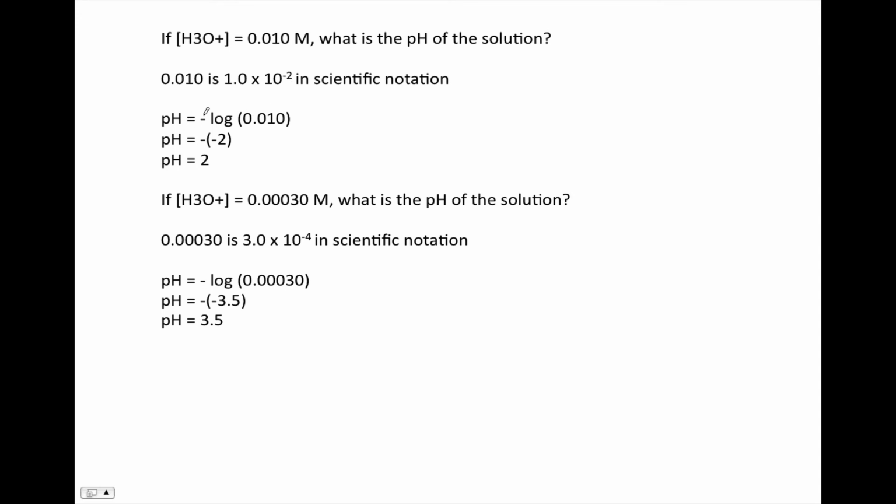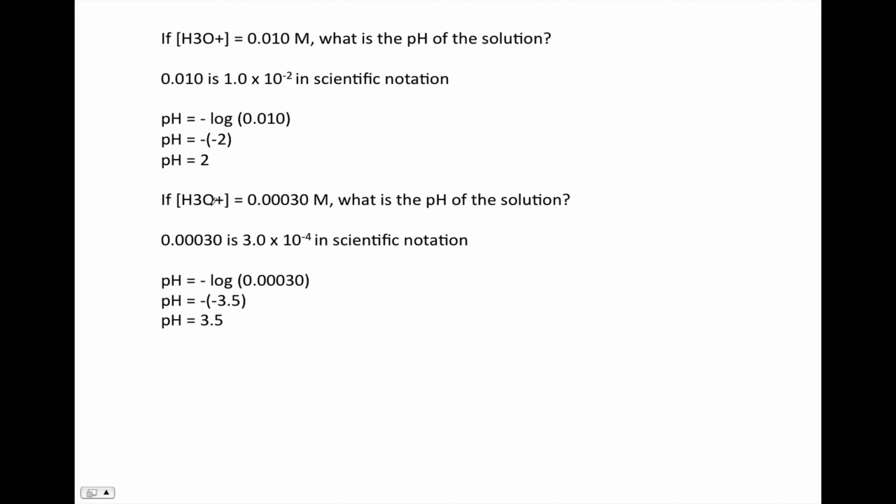All right, so let's plug it into the equation. pH equals the negative log of the concentration of H3O+. So pH equals negative log of 0.01, and that turns out to be negative 2. So now we have pH equals the negative of negative 2, which means the pH is 2. And that's what you'd expect because this number is much larger than 1 times 10 to the negative 7th, so it better be lower than 7.